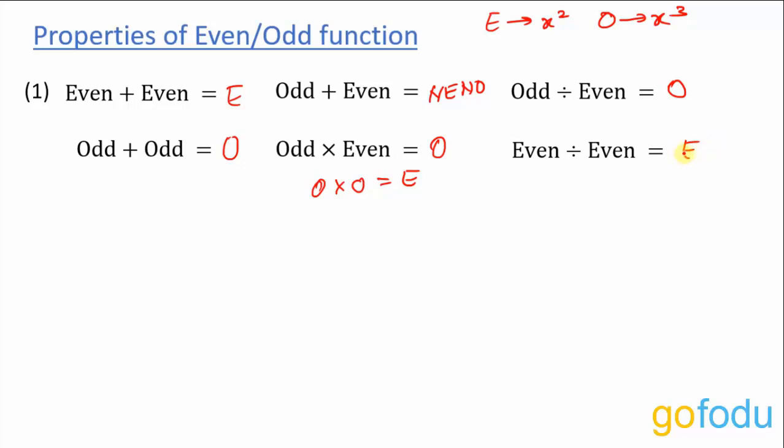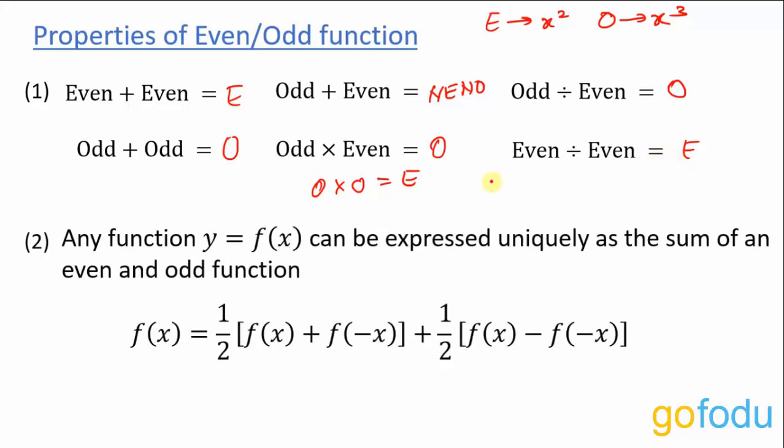Next important point is that any function can be uniquely expressed. Any function y is equal to f of x can be expressed uniquely as the sum of an even and odd function like this. This f of x plus f of minus x is even, and f of x minus f of minus x will be odd. So we can express any function as the sum of an even function plus an odd function like this.